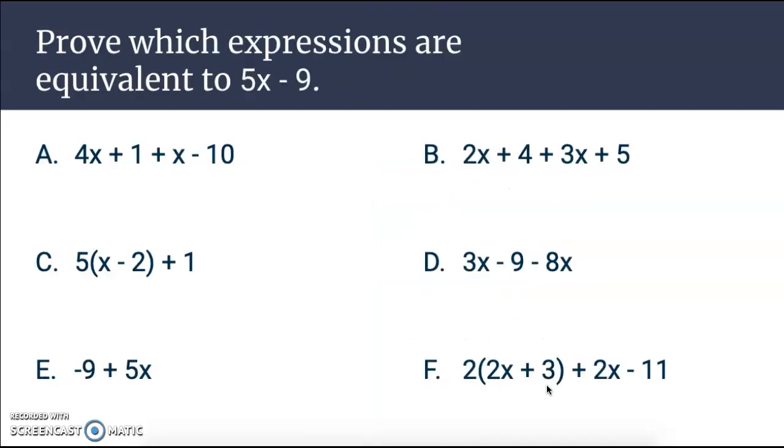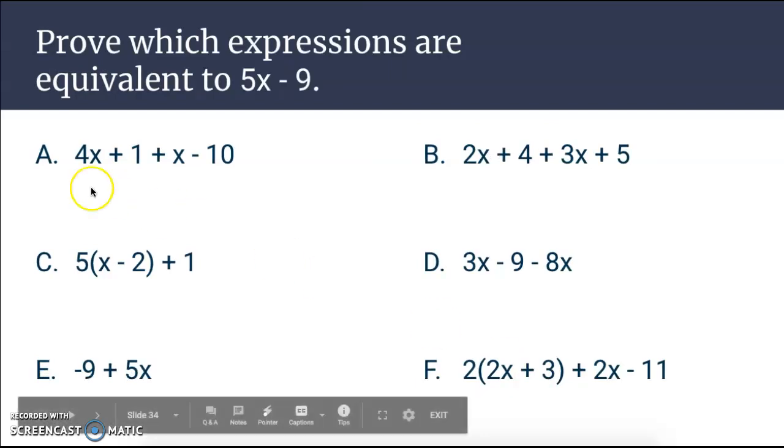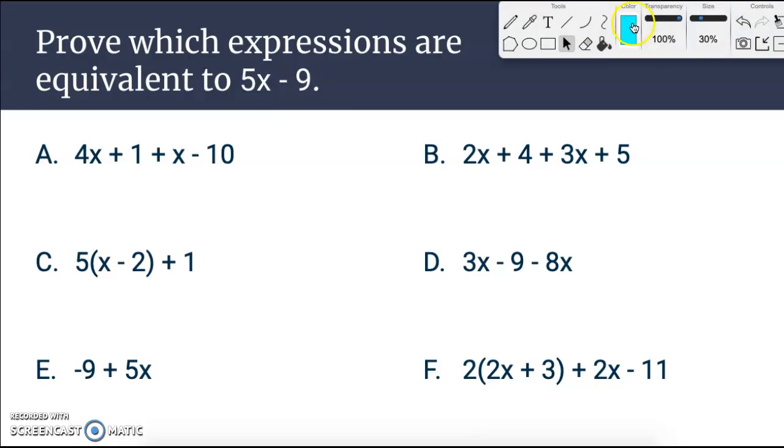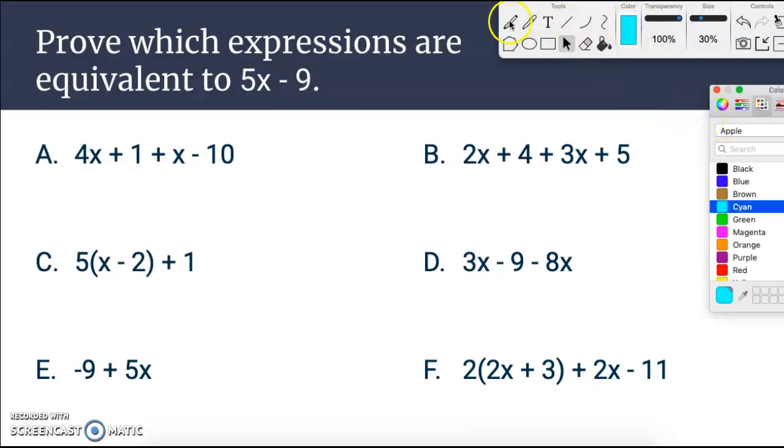So in this example, we want to prove which expressions are equivalent to 5x minus 9. And we prove it by actually going through and doing the work to simplify these expressions and make sure that at the end they are exactly the same as 5x minus 9. They have the exact same value. So I'm just going to go through each letter, A through E, and make sure that they are equivalent.